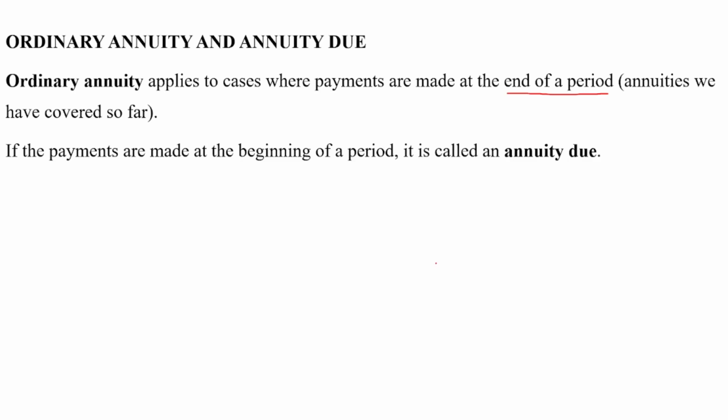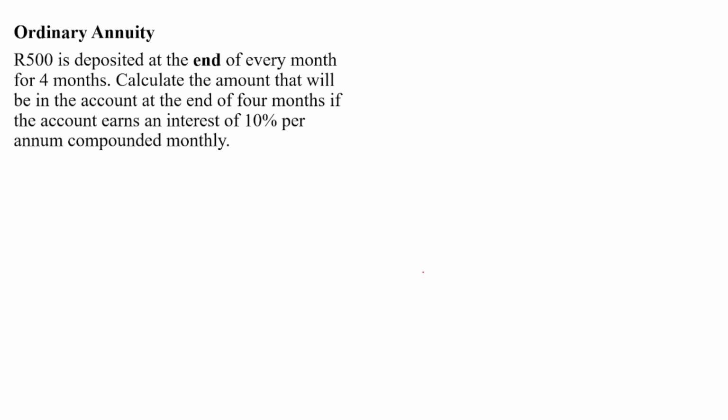But if the payments are made at the beginning of a period, it is called an annuity due, like when the payments are done at the beginning of the month. So how are these two different? Let's look at these examples. Let's start with the ordinary annuity.